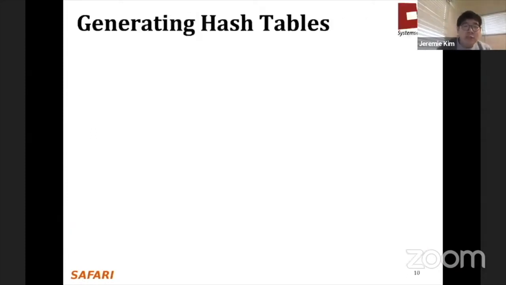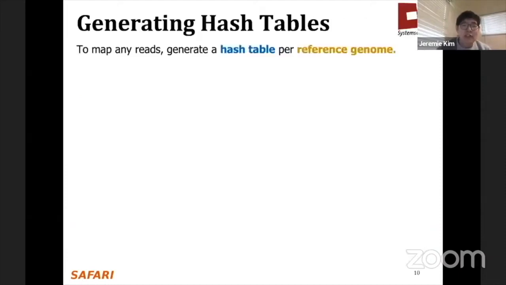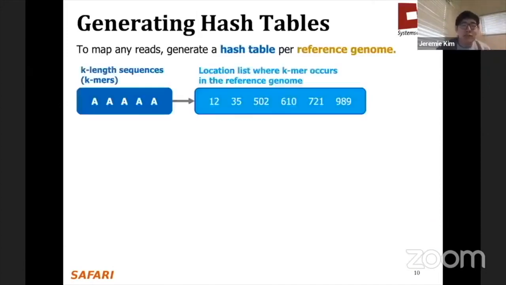So before mapping any reads, we generate a hash table once per reference, which can be used to map any number of reads to the specific reference genome. The keys in the hash tables are k-length sequences, which are referred to as k-mers, and the values are lists of locations in the reference genome that the particular k-mer occurs in.